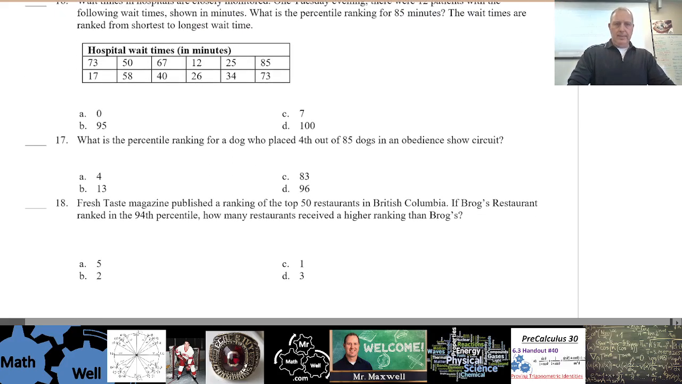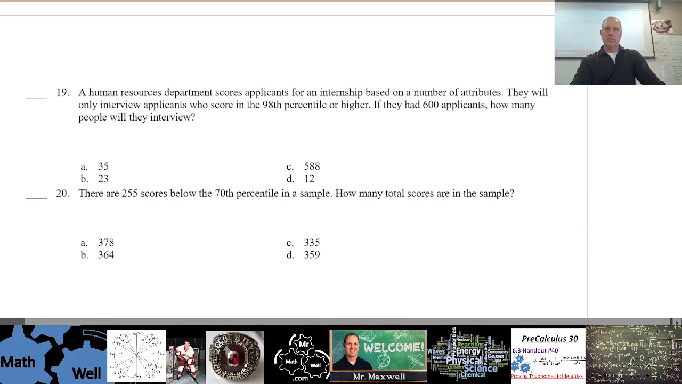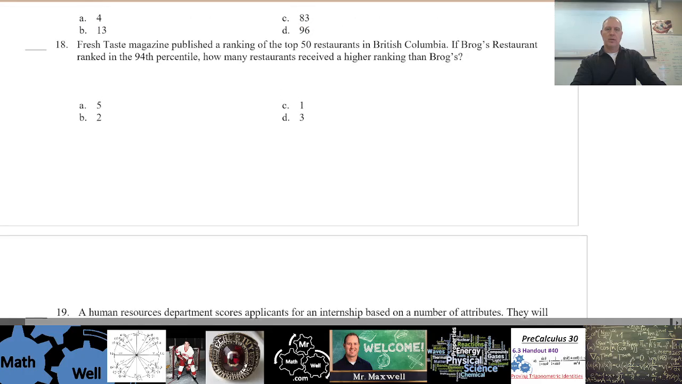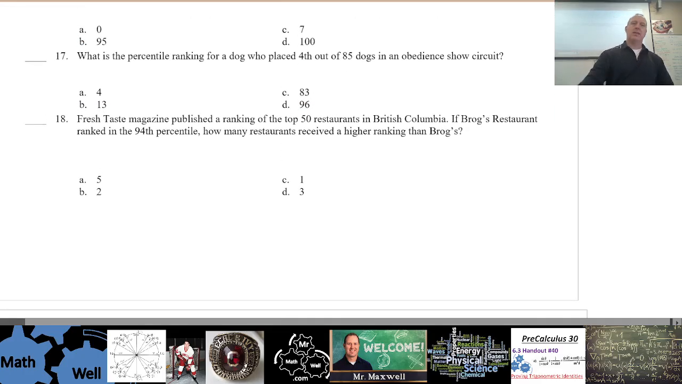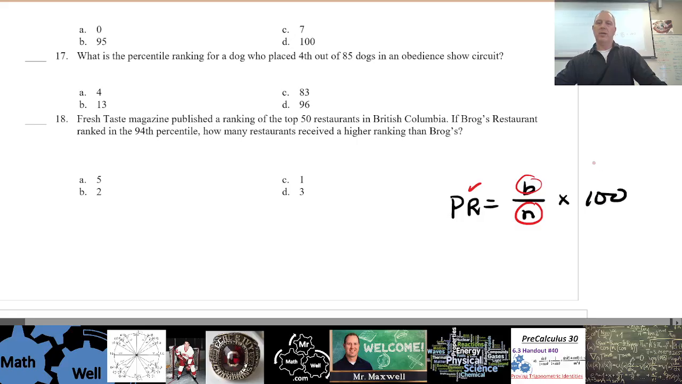Okay, 17 is very much the same as that one. Ooh, 18's a good one. Okay, let's do 18 together because 18 asks us to find one piece of this percentile ranking puzzle here. So we know how to calculate percentile rank. You just do b divided by n times 100. But what happens if we are asked for, what does this one say?